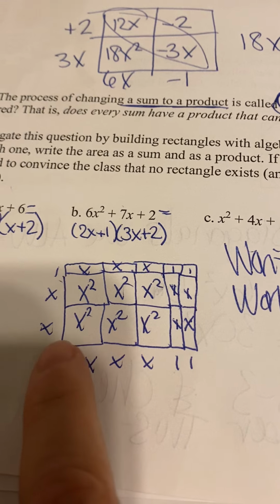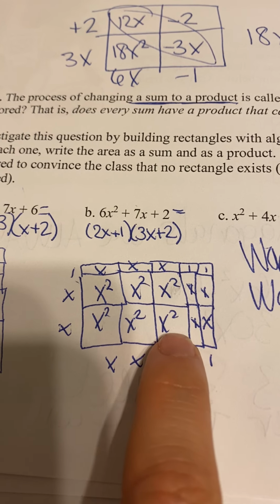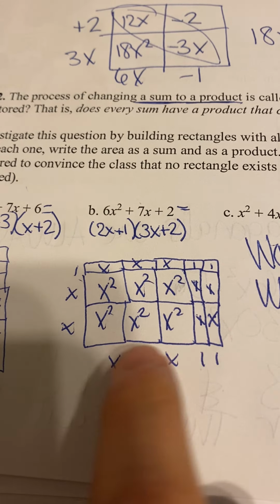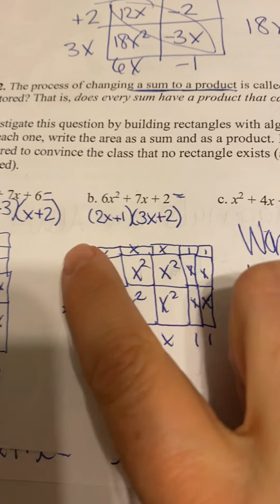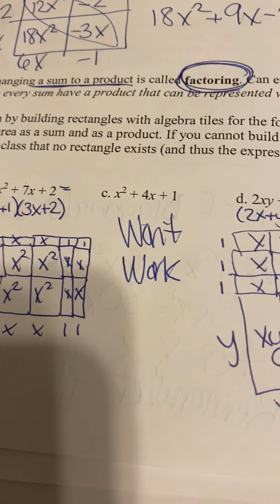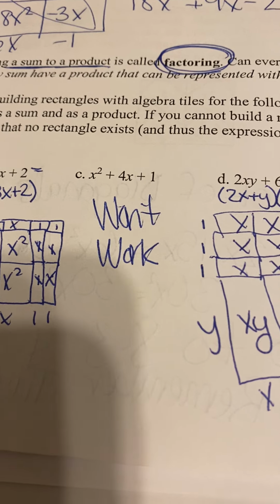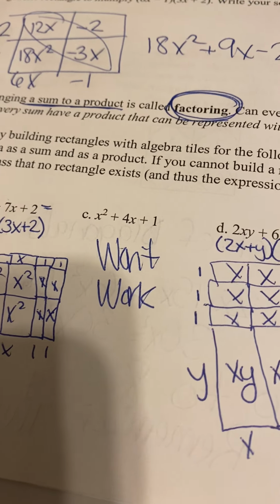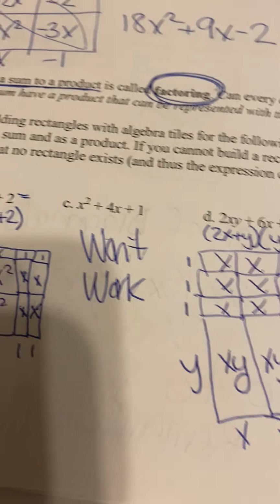And then when you see the dimensions, you have x plus x plus x plus 1 plus 1. So there's 3x plus 2 and 2x plus 1. C, hopefully you didn't try for too long because I don't think that one's going to work. If I'm wrong, please show me.